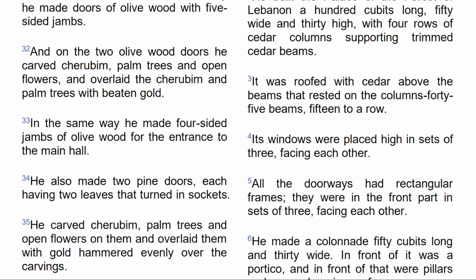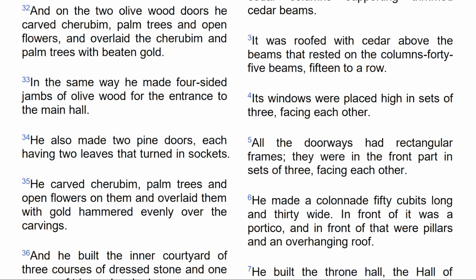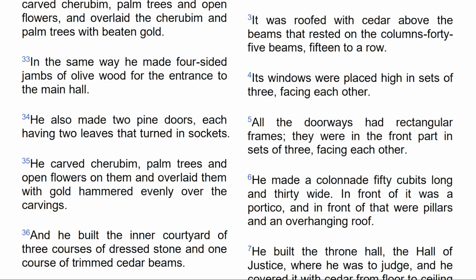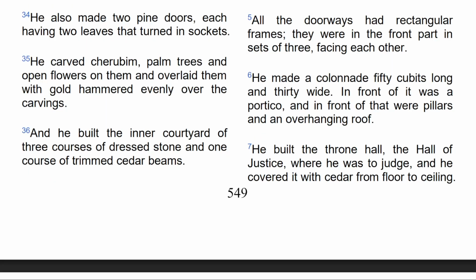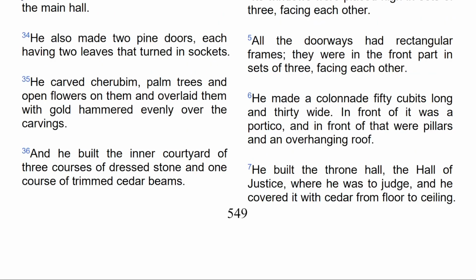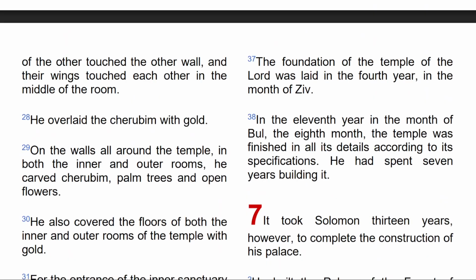In the same way, he made 4-sided jambs of olive wood for the entrance to the main hall. He also made 2 pine doors, each having 2 leaves that turned in sockets. He carved cherubim, palm trees, and open flowers on them, and overlaid them with gold hammered evenly over the carvings. And he built the inner courtyard of 3 courses of dressed stone and 1 course of trimmed cedar beams. The foundation of the temple of the Lord was laid in the 4th year, in the month of Ziv.